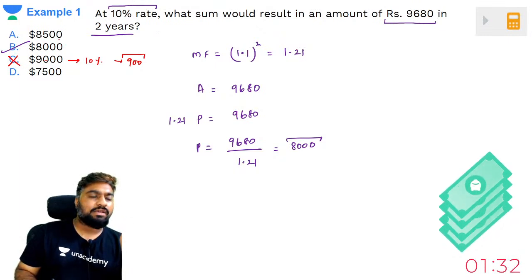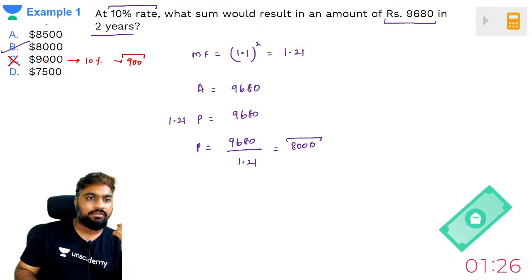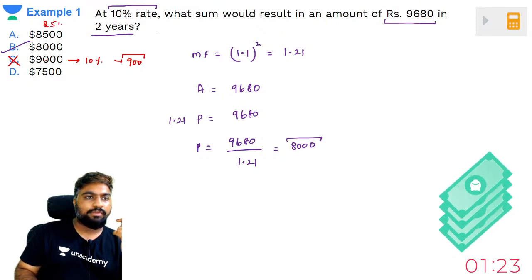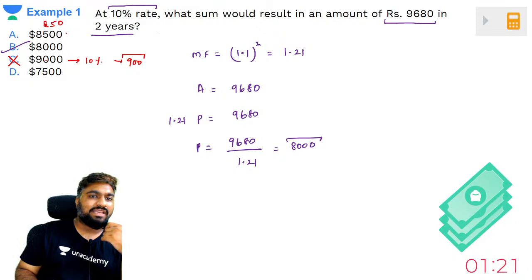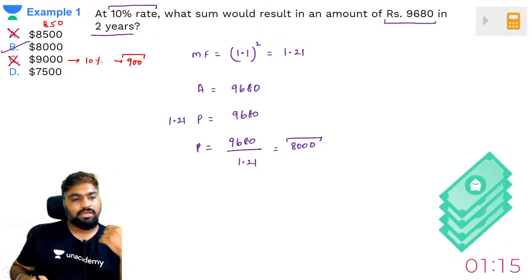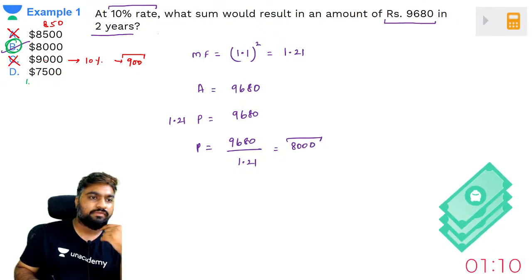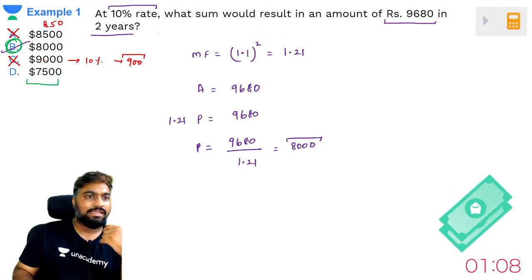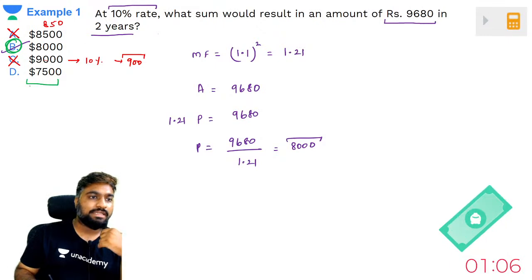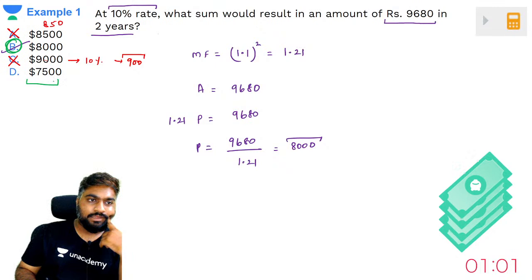Yes. Same thing with 8,500. On this 8,500, first year ka interest 850 rupees, I'll get what? 9,350. Yes, 9,350, which is very close. So 8,500 bhi bada hai. So our answer will be what? 8,000 rupees. Yes, 7,500 is too less. 10, 10, 20, 21% लगाना है 7,500 का. That will become too less. Yes, done.